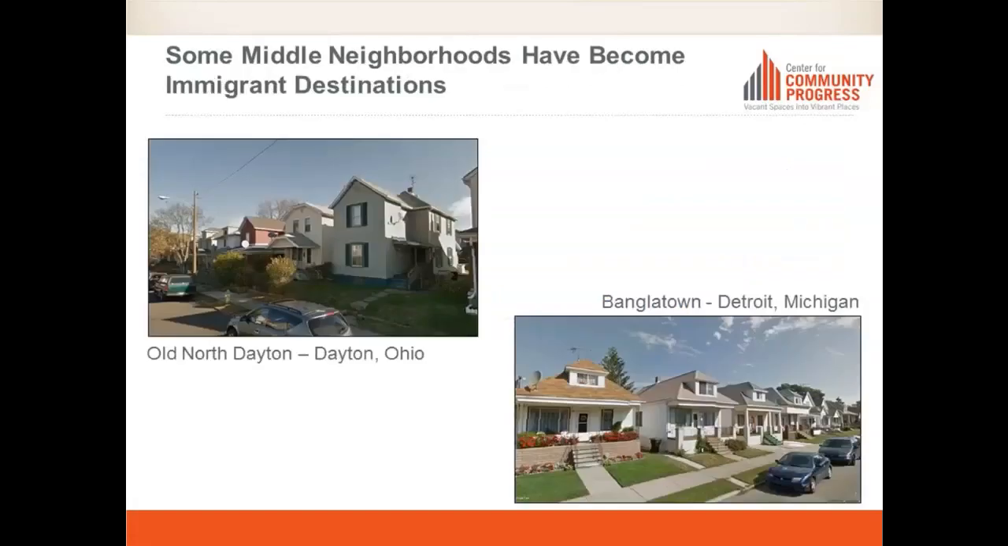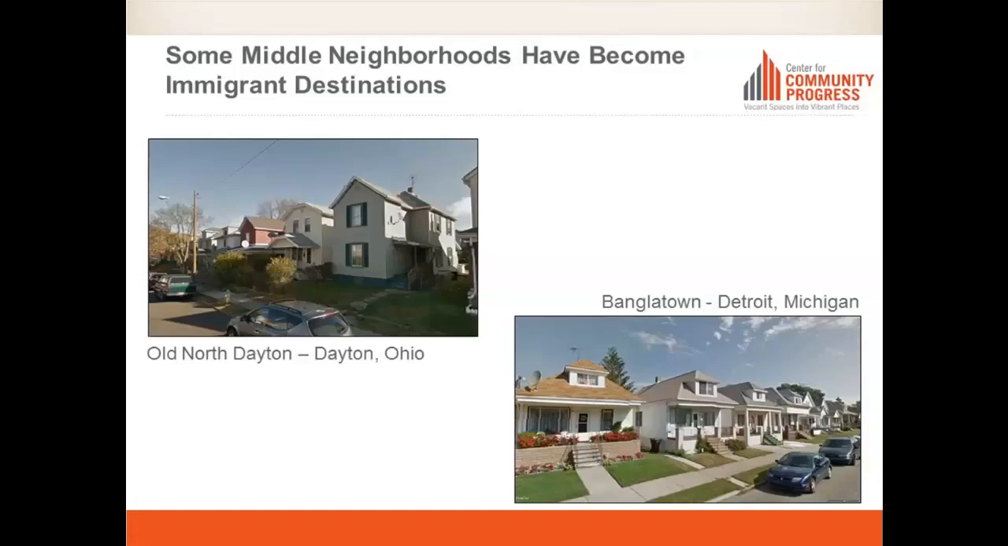So one further point, which is worth noting, is that here and there, middle neighborhoods have also become immigrant destinations. And in almost every city, there's at least one neighborhood people can point to which has become a center of an immigrant population. So in Detroit, you have a whole section of the city. It's in a fairly central area located up against the city's border with Hamtramck, which is coming to be known as Banglatown, where you have an influx of mostly Bangladeshi, but also Yemeni immigrants.